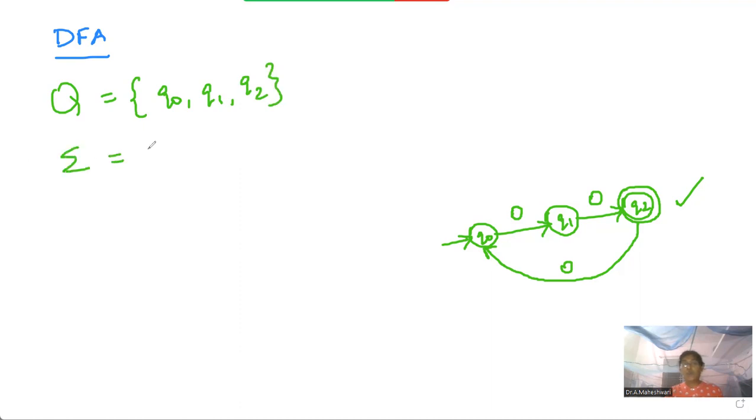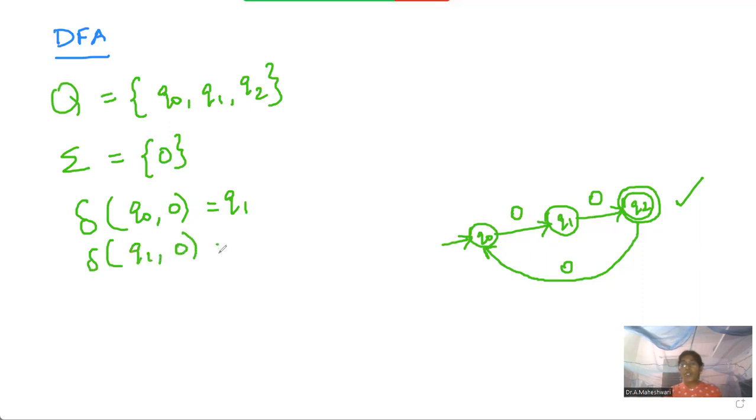And the input symbol of this problem is 0 alone. Okay, third attribute, transition function, right? So you started from Q0. What is the transition from Q0? It is 0 alone. For that input symbol, what is the outgoing state name? Q1. So Q0 is over. Next, Q1: the input symbol is again 0, and the outgoing state is Q2. Transition of Q2 on 0: the outgoing state is Q0. That's it. These three things are based on the transition mapping of this diagram.